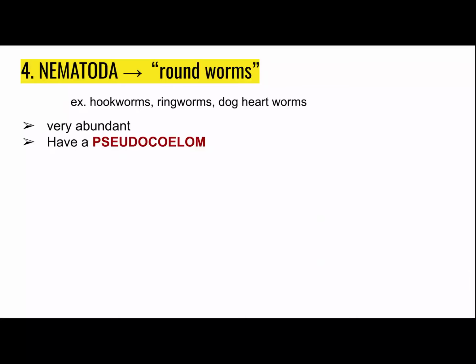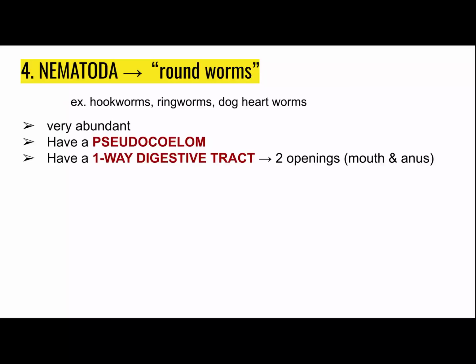These guys have a pseudocoelom. The flatworms are acoelomates, and then the roundworms are pseudocoelomates, where they have a partially fluid-filled body cavity. These guys have a one-way digestive tract, whereas the flatworms had a two-way digestive tract, which meant the food went in, did a U-turn, and the waste came back out the same opening. Roundworms have a one-way digestive tract, and that's where they have two definite openings, a mouth and an anus. So the food goes in the mouth, and then the waste products come out the anus. So a one-way digestive tract means two openings. There's no U-turn being done inside these bodies.